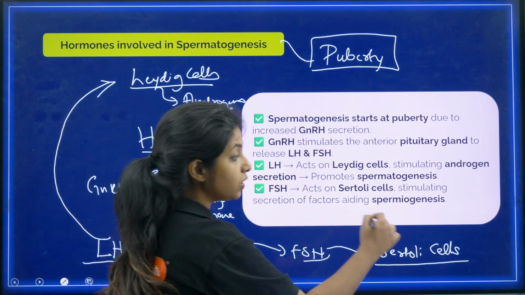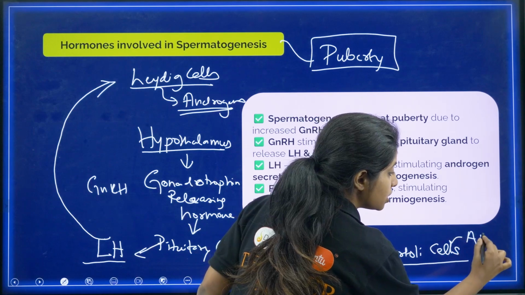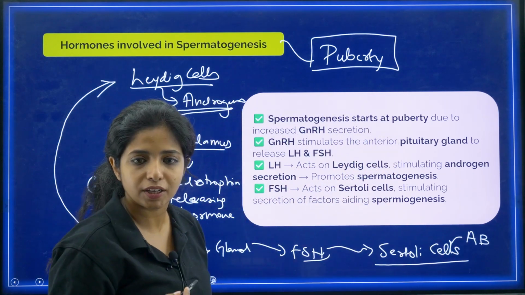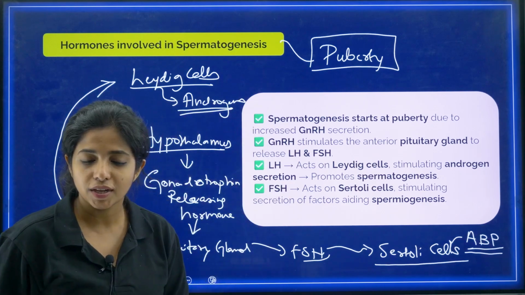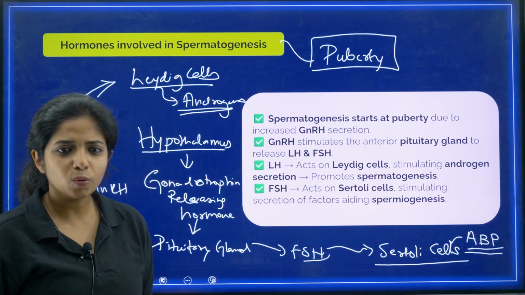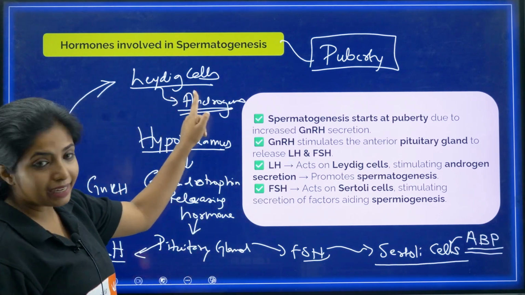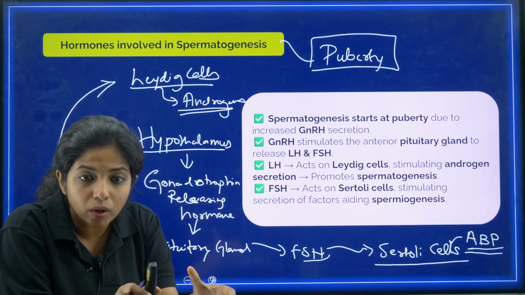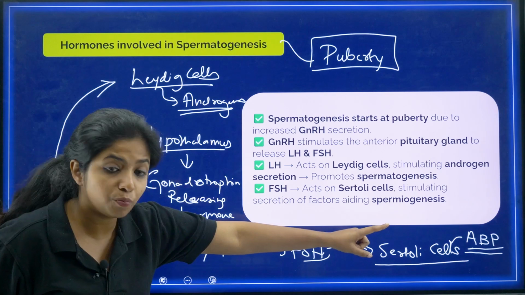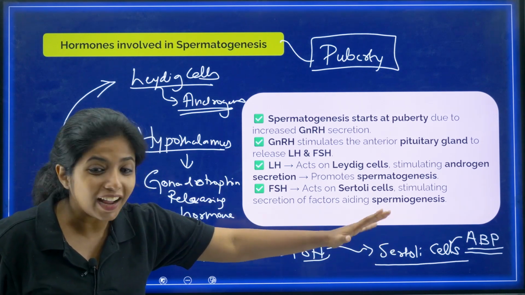And now the Sertoli cells again will be releasing certain factors, which is not given in your book, but I am telling you. They are known as androgen binding factors or androgen binding proteins, ABP. So what is the use of it? Basically, the Leydig cells are going to release androgens, and to make these androgens stay at one particular place, you need androgen binding proteins.